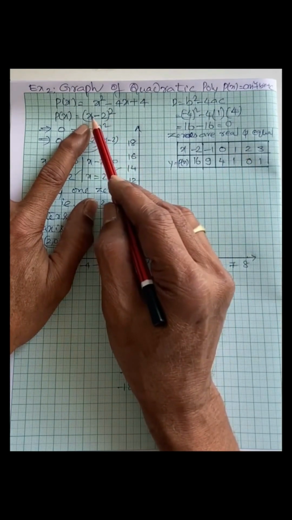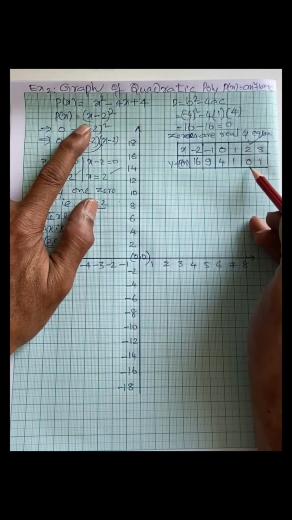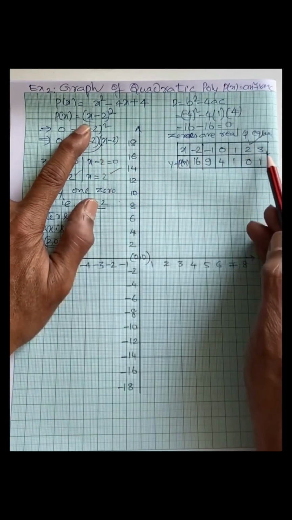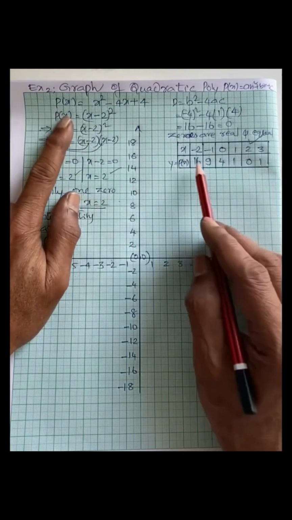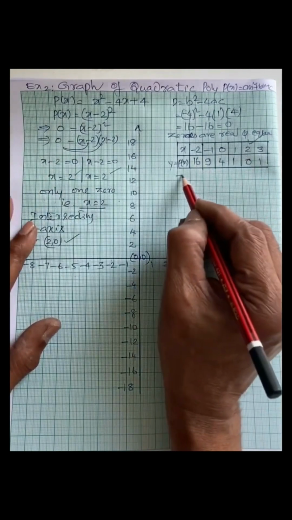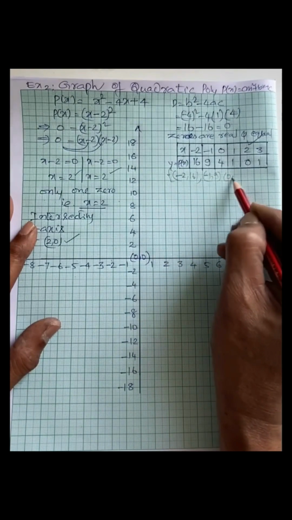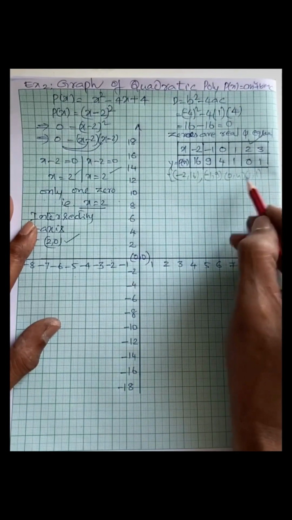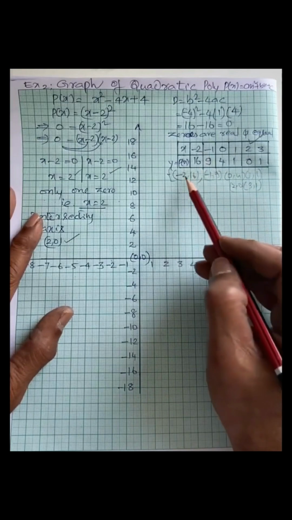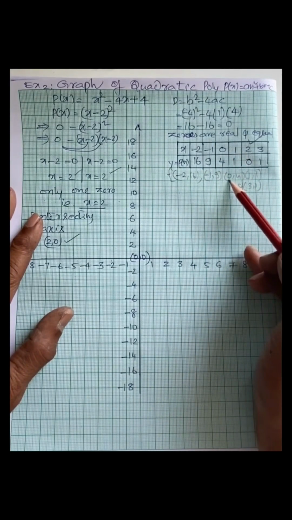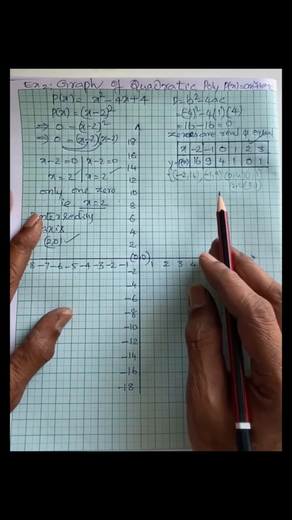You substitute 2. 2 minus 2, 0. 0 square means 0. Because 2 is the zero of the polynomial, you will get p of x automatically 0. You substitute 3 in place of x. 3 minus 2, 1. 1 square means 1. You write the solution set: minus 2, 16; minus 1, 9; 0, 4; 1, 1; 2, 0; and 3, 1. Plot the points and draw the graph.